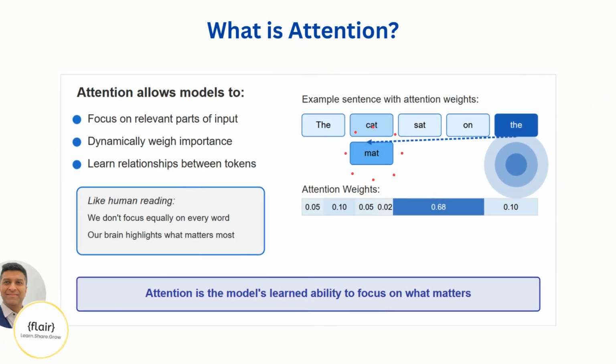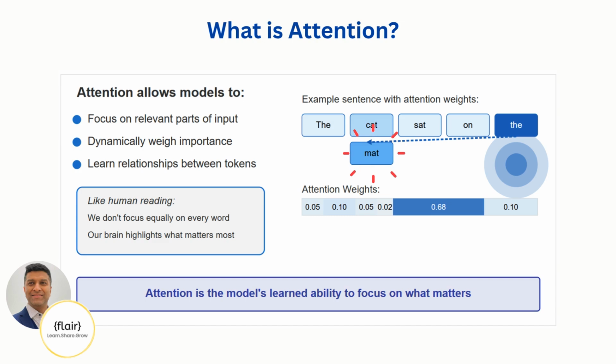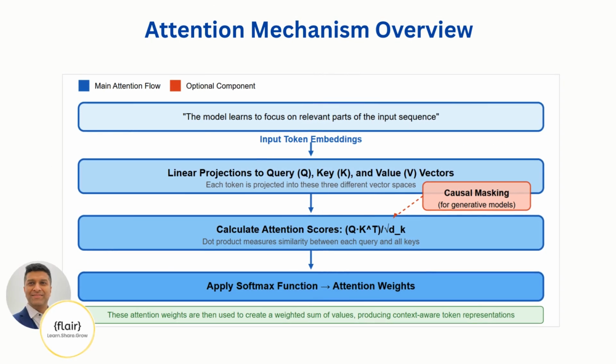Think about how you read a complex document. You don't give equal focus to every word, right? Your brain automatically highlights what matters and dims what doesn't. That's essentially what attention mechanisms do for AI. They're the brain's spotlight. First, we calculate attention scores, essentially measuring relationships between every element in our input.